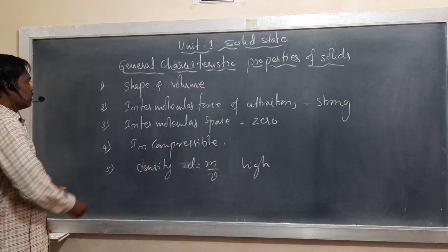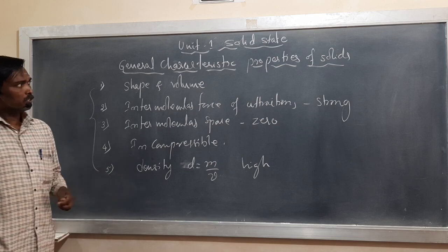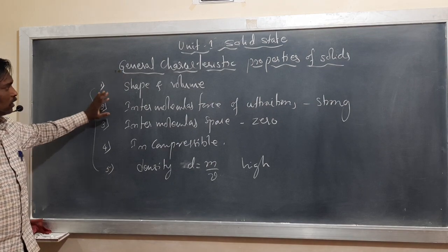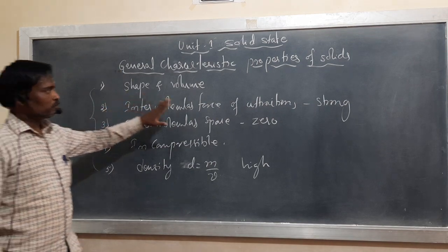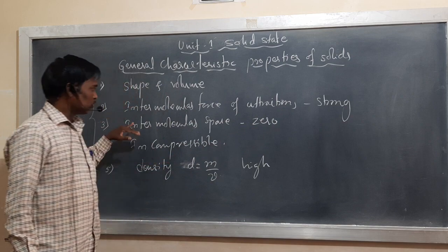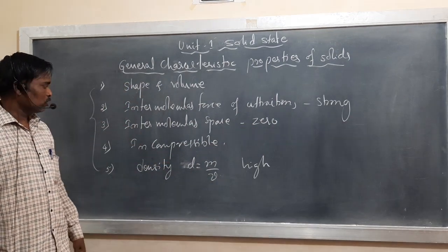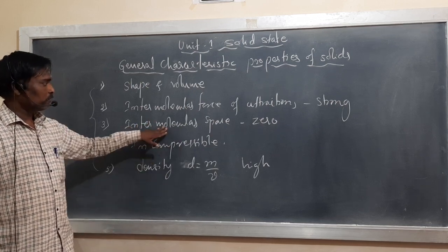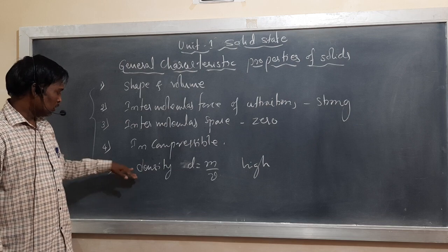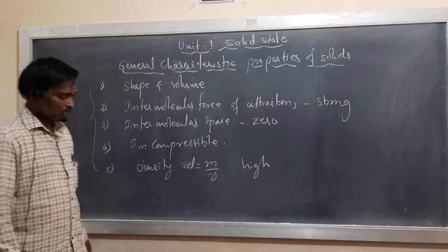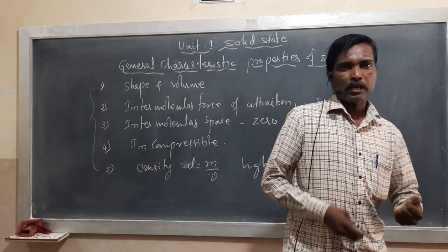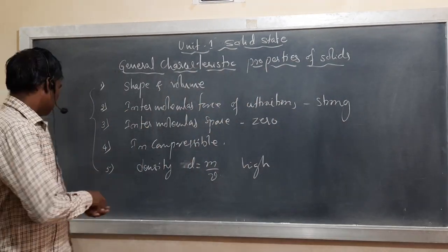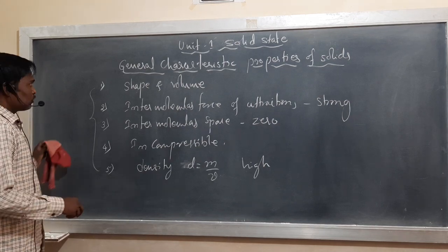Now friends, these are a few properties of solids. Let me recall once again. Solids have definite shape and volume, the intermolecular force of attraction in solids is very strong, the intermolecular space is nearly zero, solids are incompressible because of the zero intermolecular space, and the density of solids is very high compared with gases and liquids. Now, with this, let me go to the next topic, the classification of solids.